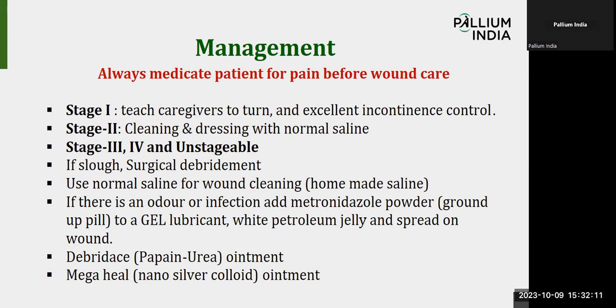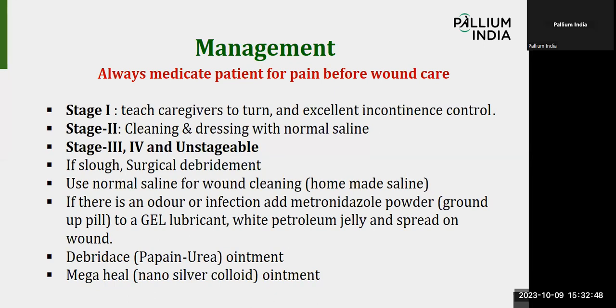And stage 2, that is cleaning and dressing with normal saline. Whenever we see a stage 2 bed sore, we have to clean it with normal saline and also do a dressing. Plain dressing we can do, because if we provide a dressing, the patient will be aware that we don't have to put more pressure on that area. That can be a main suggestion, right? Then stage 3 and 4 and unstageable, as we said, if there is any eschar or slough, surgical debridement can be done.